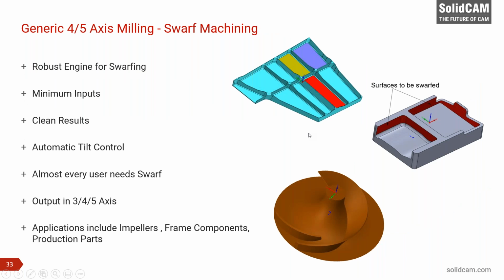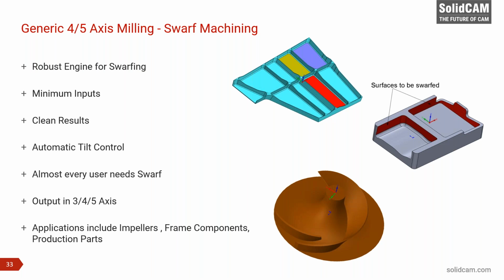Apart from that, we have Swarf machining, which is a very robust engine for machining parts using the flank of the tool. Absolutely minimum inputs. We are going to see a part today in it. Clean results because, unlike the generic 4 and 5-axis system of SolidCAM, Swarf uses an intermediary mesh it generates to work on. So naturally, the results are going to be clean. In spite of giving it bad surfaces, it will still generate a clean result. The tilt control is automatic inside Swarf.